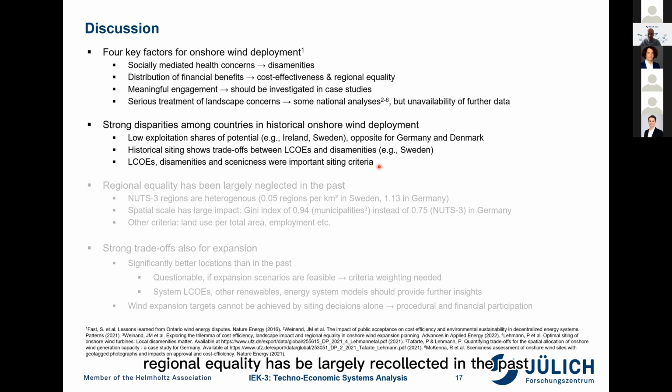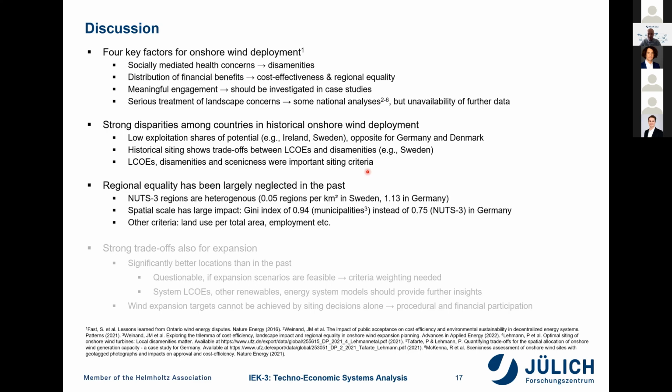On the other hand, regional equality has been largely neglected in the past. But for this criterion, we also have to highlight that the determination of regional equality could be done differently, or also has some weaknesses. For example, we compare the regional equality for different countries, but the NUTS-3 regions we use to measure these are quite heterogeneous. For example, in Sweden, the NUTS-3 regions are very large, and there are only a few. And in Germany, we have many NUTS-3 regions which are quite small in comparison.